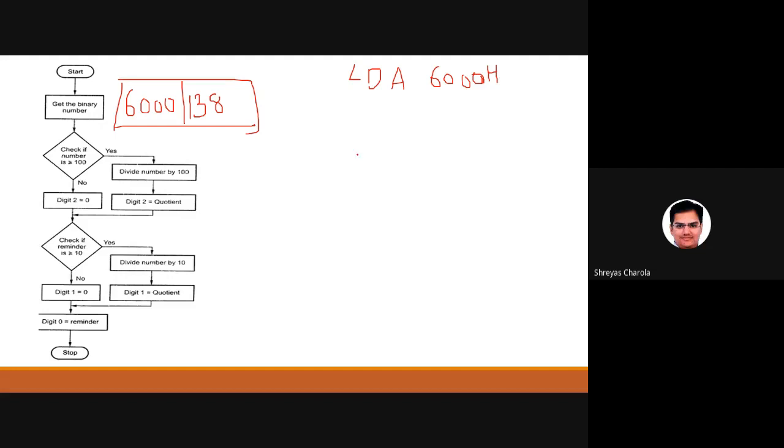What is the next thing I need to do? I need two data values: that is 100, and I need 10. Correct? So I'll use registers to store the data, like MVI B, 64H. 64H in decimal is 100. MVI C, 0AH, that is 10.